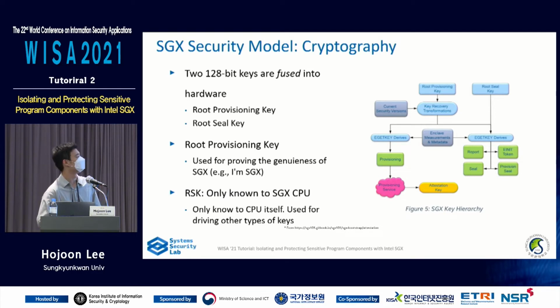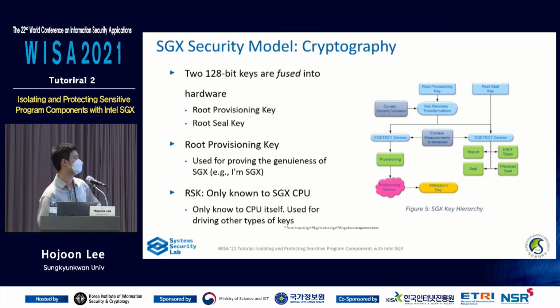All right, cryptography. SGX has secure keys fused into the hardware. This is not stored in software; this is actually fused into the hardware. There are two types of keys in SGX. One is called the root provisioning key, which is often used for proving that you are SGX. This is a crucial feature that's going to be used in remote attestation, which is another topic that we're going to discuss today. The second is the root seal key. This is a more common key that you can use, and it is only known to the SGX CPU.